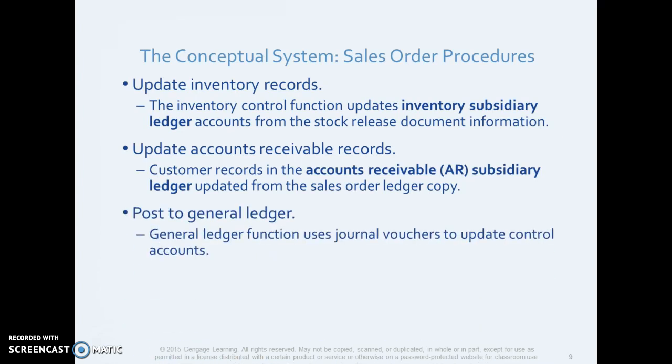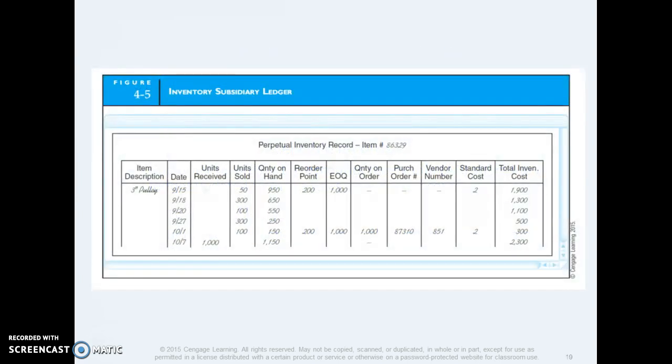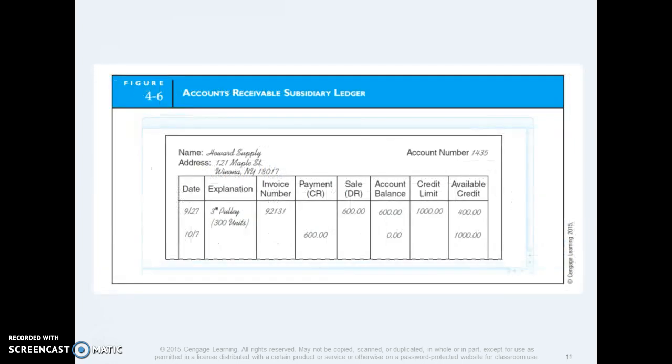We want this to post to the general ledger. The general ledger function uses journal vouchers to update control accounts. This is an example of inventory, a perpetual inventory record. This is an example of an accounts receivable subsidiary ledger.